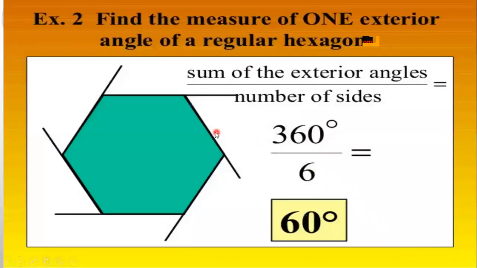If you look at an example, we find the measure of the exterior angle of a regular hexagon. So we know that the hexagon has 6 sides, so we shall get 360 degrees. We divide by the number of sides, which is 6, and finally the size of the angle is 60 degrees, which is the size of each exterior angle of a regular hexagon.